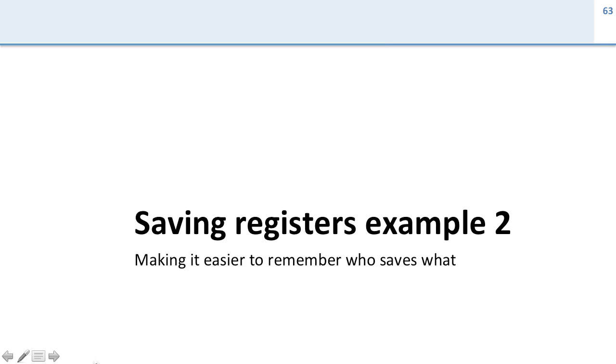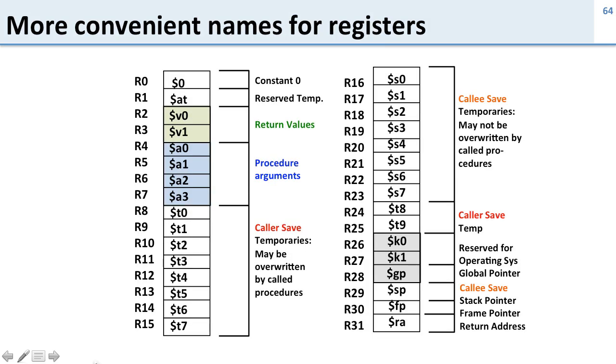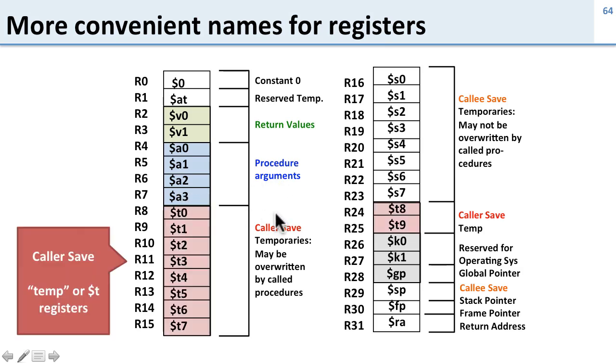Now let's take a look at another example of saving registers, and here we're going to name our registers explicitly to make it easier to remember who saves what. So let's look at some more convenient names for our registers. You've seen before we have these nice names V0 and V1 for the return values and A0 to A3 for the arguments, but we also have a bunch of other helpful names.